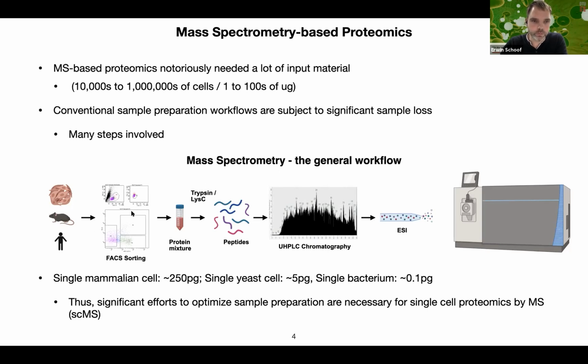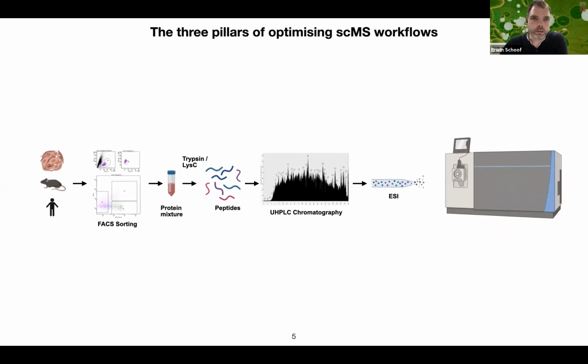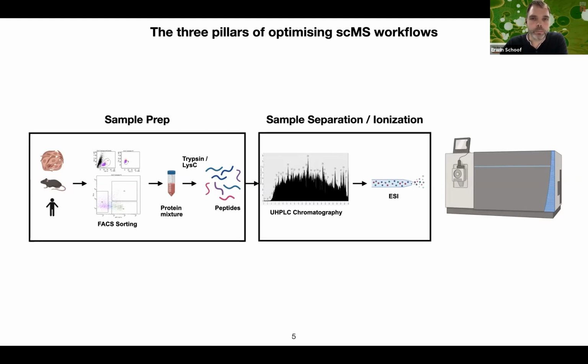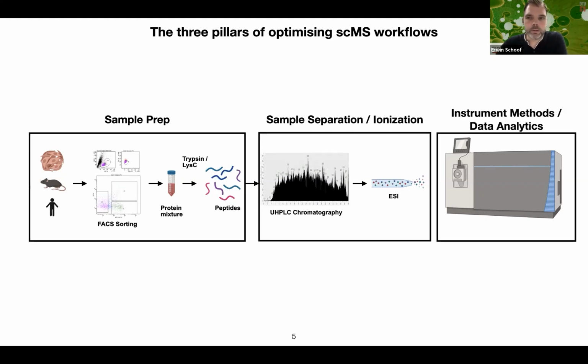This workflow of taking your tissue and perhaps sorting for cell populations of interest, denaturing your proteins, cutting them into peptides, separating those peptides and introducing them to the mass spec are all good challenges that can be improved in order to improve single cell proteomics. So we like to classify them as the 3 pillars of optimizing single cell, where we go from sample prep to sample separation and ionization, and then of course also instrument methods, but very importantly also, once you have the raw files, maximizing what you can extract from this data.